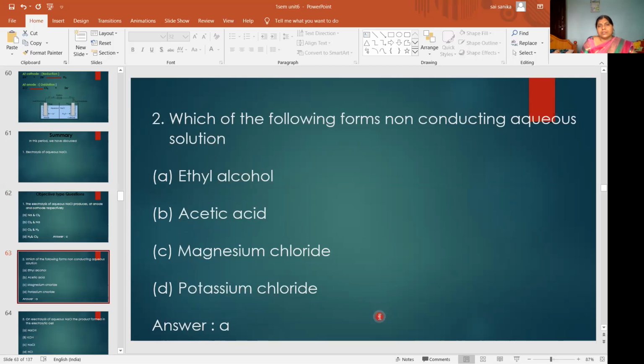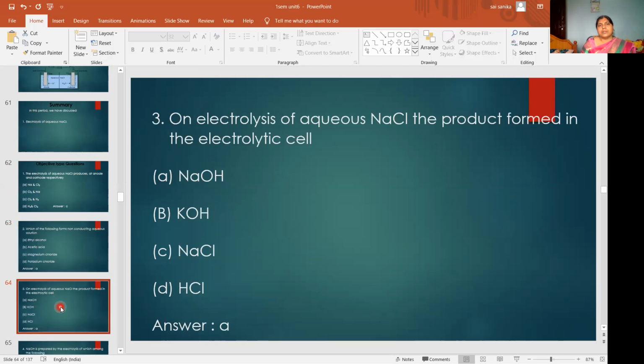Non-conducting means it will not conduct. This is also conducting, this is also conducting. So what is the answer? Answer A, ethyl alcohol is a non-conducting aqueous solution. So answer is A.